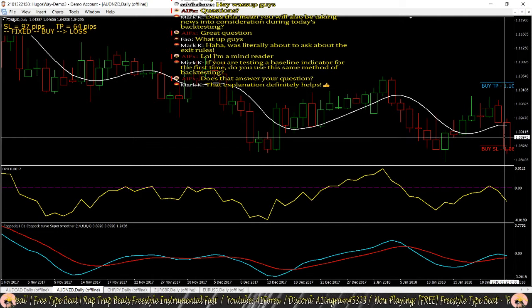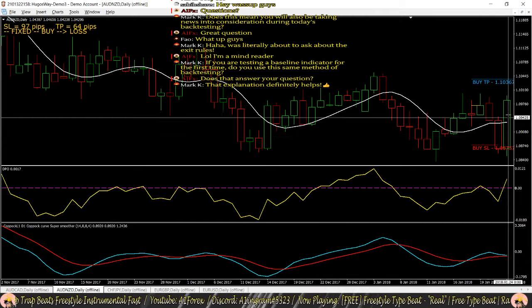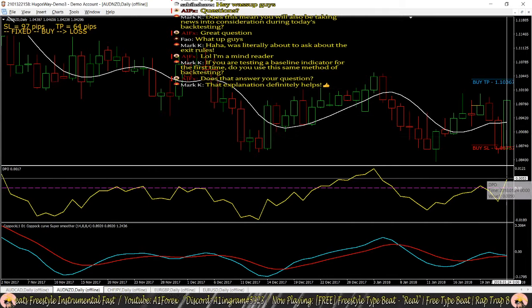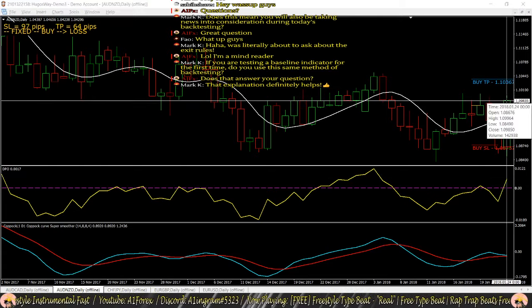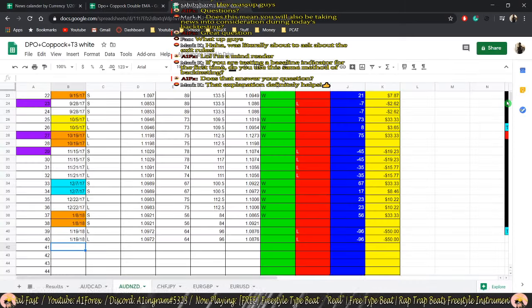Alright, so we got a baseline cross. We give it one candle for C2 to catch up. No. So this was an indication. Everything said yes. Make sure news did not happen for this day. It did not.